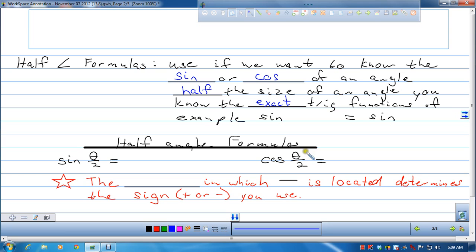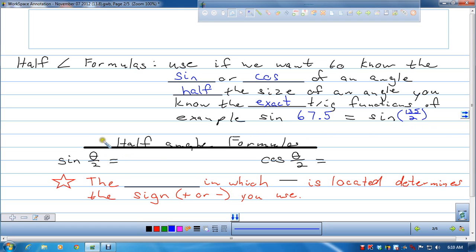For example, if I wanted to know the sine of 67.5 degrees, well, 67.5 is half of 135, so that's the same thing as having that right there, right? Okay, so these are equal, because 135 divided by 2 is equal to this. These are equivalent numbers. We've just rewritten them because I know the exact value of 135 from the unit circle.